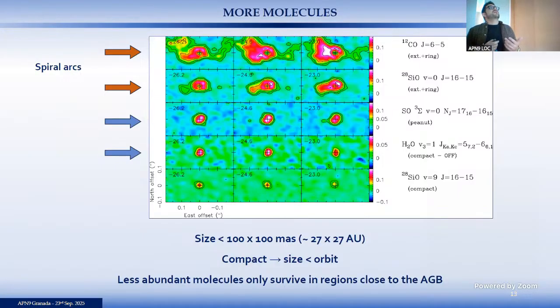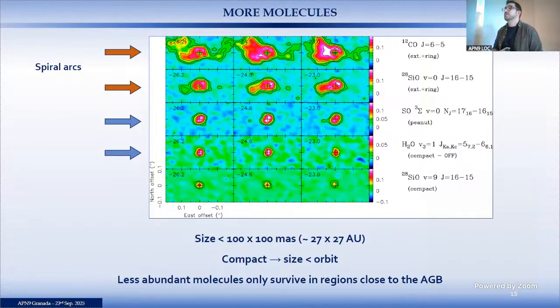And if we compare, for example, the central channel of the brightness distribution of several molecules, for example, CO and SiO, we can see how CO and SiO share different components, for example, this one or this one, and probably the SiO is also forming part of the spiral arcs in the orbital plane.